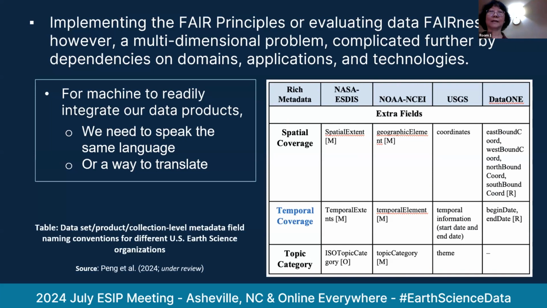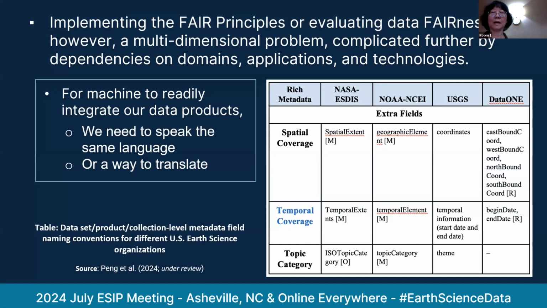The reason for that point is that I have a table here on rich metadata. Even if we adopt the same or similar standards, the implementation, how you use the term for that particular item, is different. Here I have NASA, NOAA, USGS, and also DataONE, which is a repository for ecological data, and also Arctic Data. This is taken from the paper that we have submitted. It's under review, and a number of people in this room are co-authors.